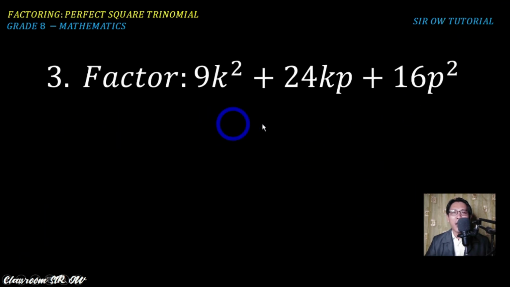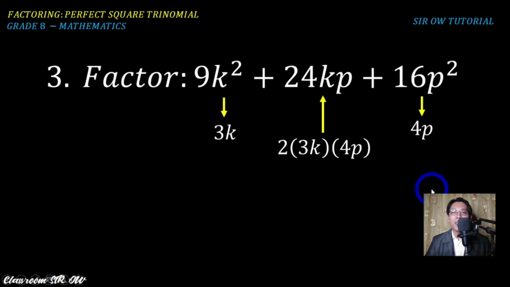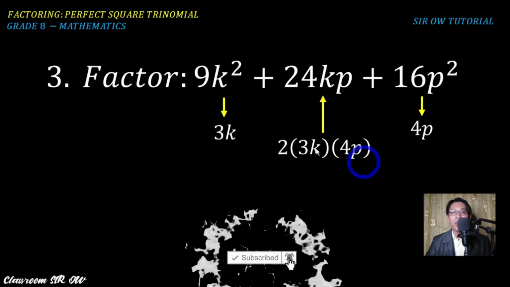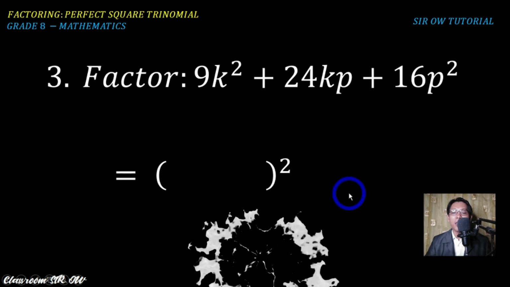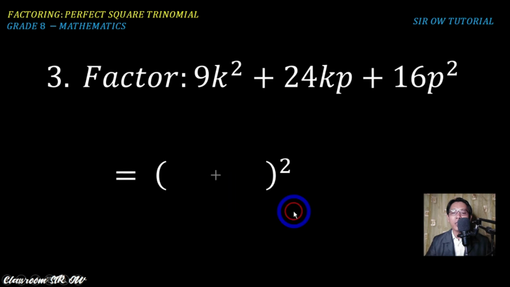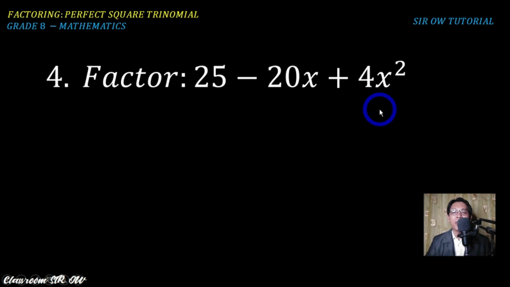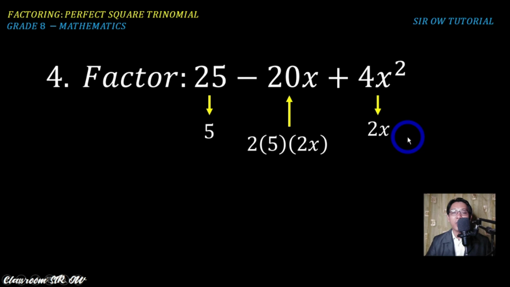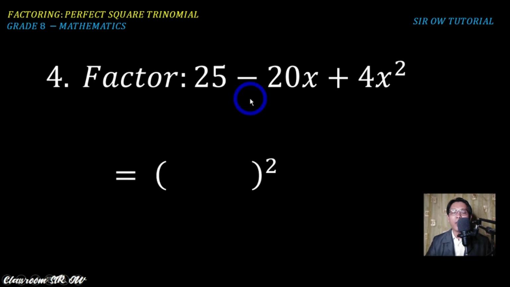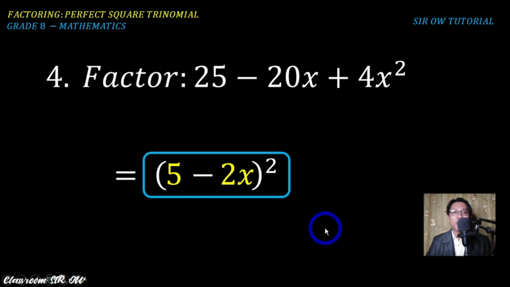Question number 3. Again, we are asked to factor this out. If you notice, the two conditions of a perfect square trinomial are true. So therefore, for the factors of this, we make use of the sign of the middle term, which is positive. The square root of 9k squared is 3k, and the square root of 16p squared is 4p. And again, this would be the factored form. Question number 4. We are asked to factor this kind of trinomial. If you check this one with the two conditions of a perfect square trinomial, that is true again. For the factored form, the sign of the middle term is negative, so it should be negative. The square root of 25 is 5. The square root of 4x squared is 2x. And again, this would be our factored form.